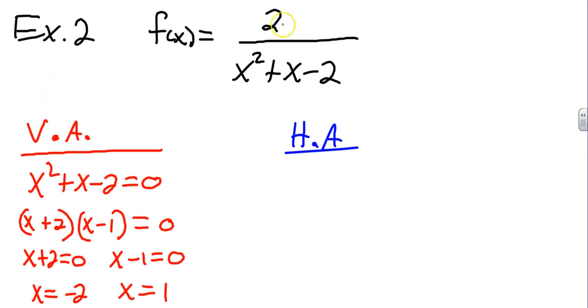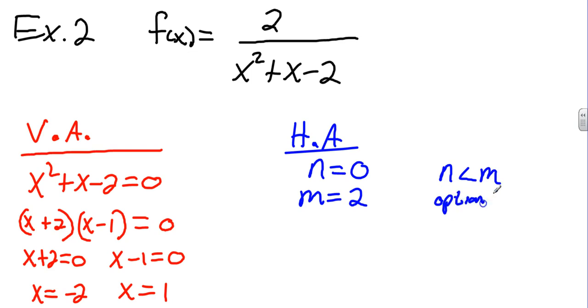Okay, and for horizontal asymptotes, in this case, your numerator is degree 0 because there is no x. Denominator is degree 2. And again, if you're graphing these, for what we're doing right now, it's either one of the two options. In this case, your numerator is definitely less than your denominator. So that means we're going with option 1, where by default it's going to be at y equals 0.